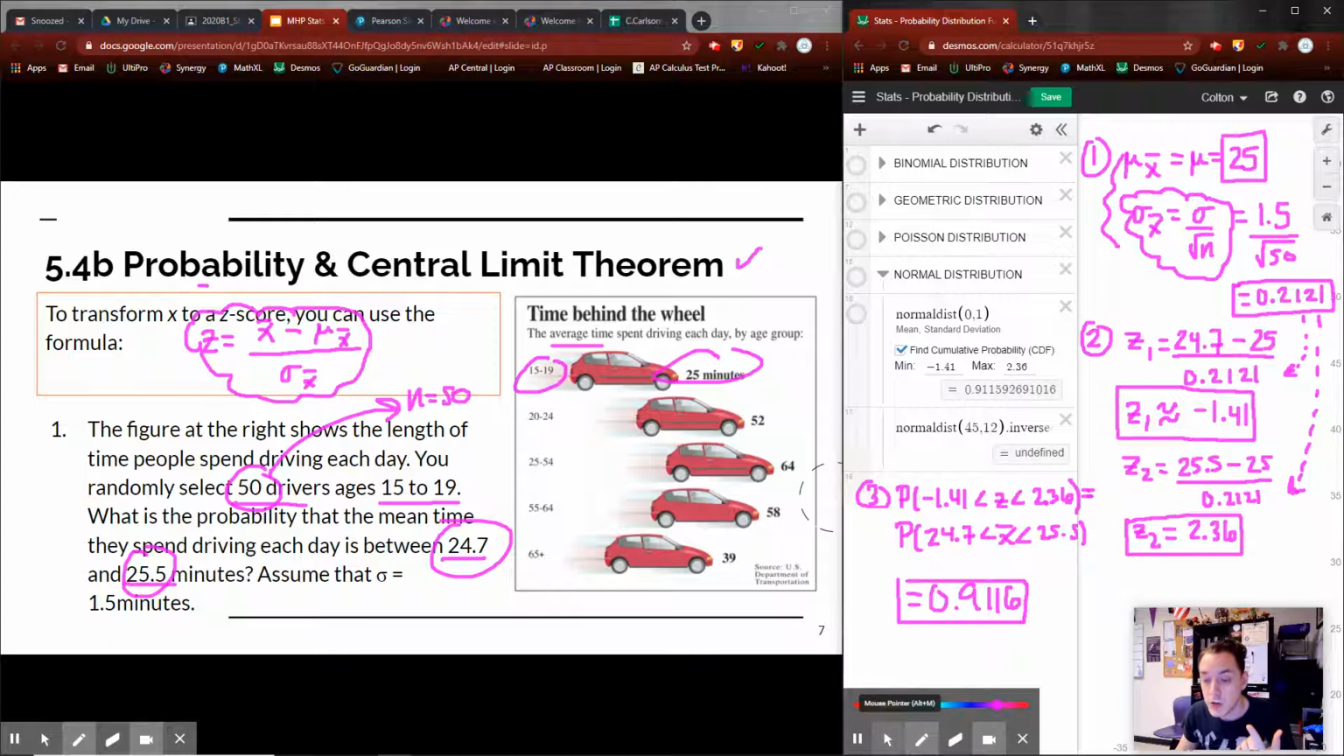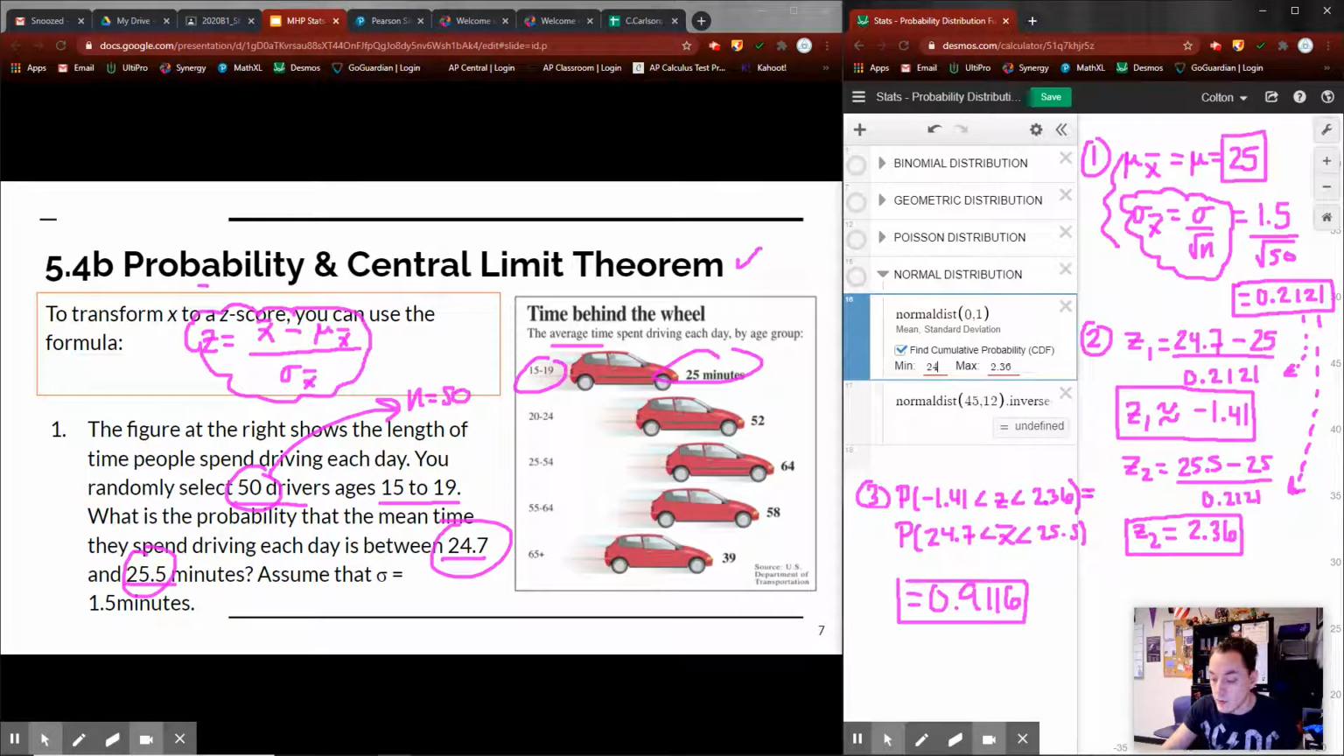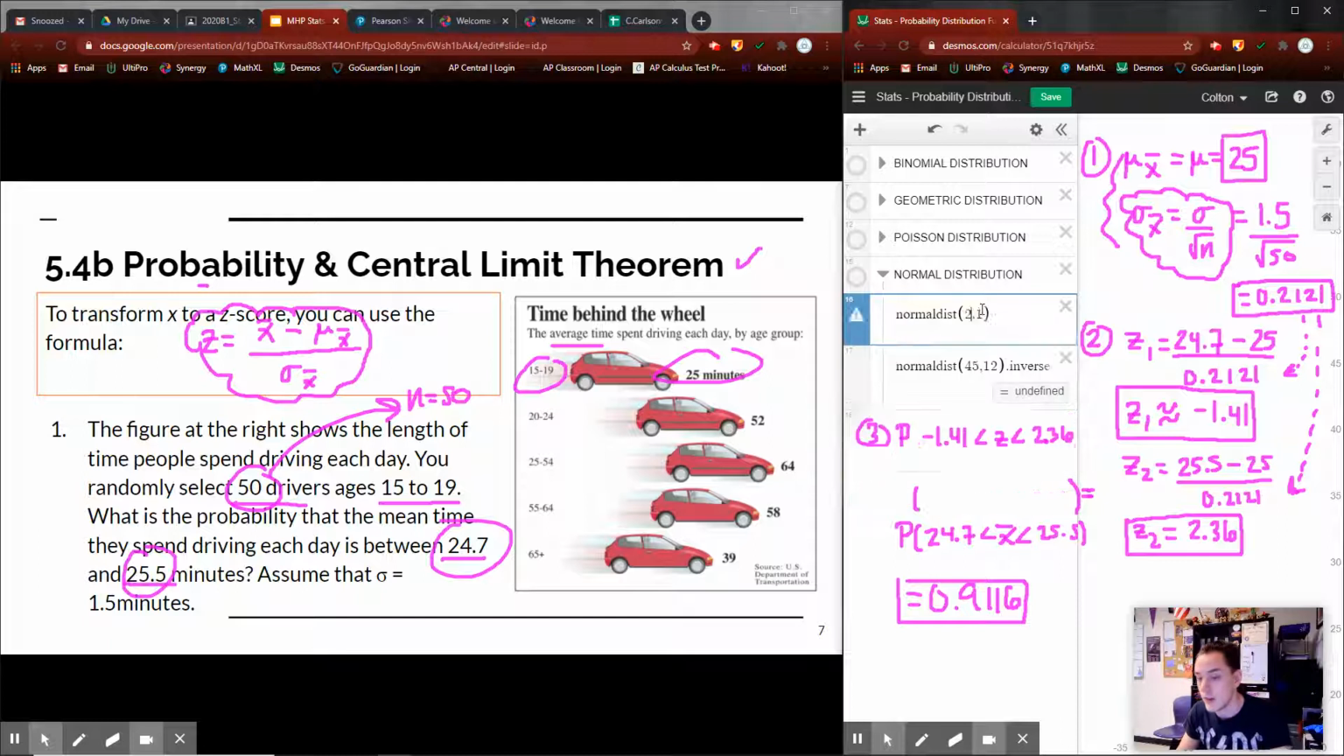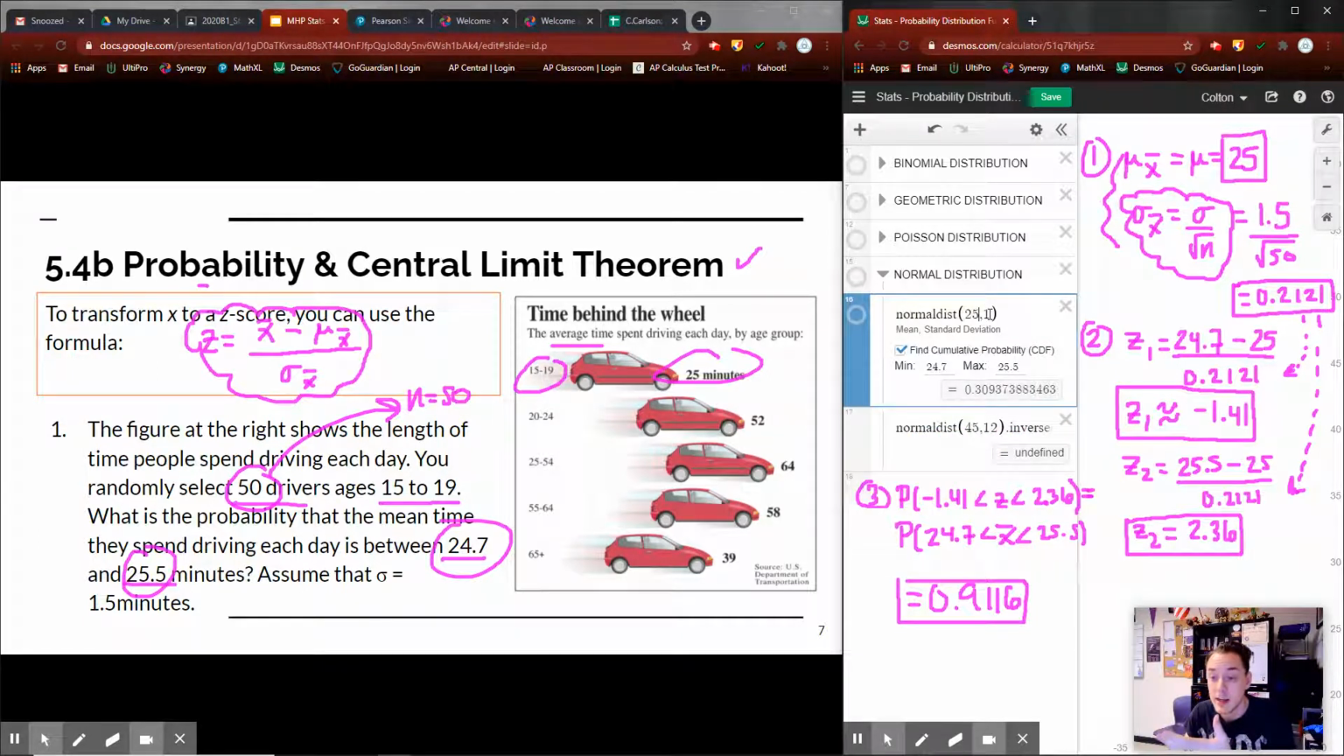So let's go to my actual calculator and type these in. So this is going to be 24.7, and then I want 25.5. Now, you will probably say, this isn't the same thing, Mr. Carlson. Joke's on you. Well, joke's on you because I haven't changed my mean yet. What's my mean? What's my sample mean? My sample mean is 25. That's the mean of my sample means.